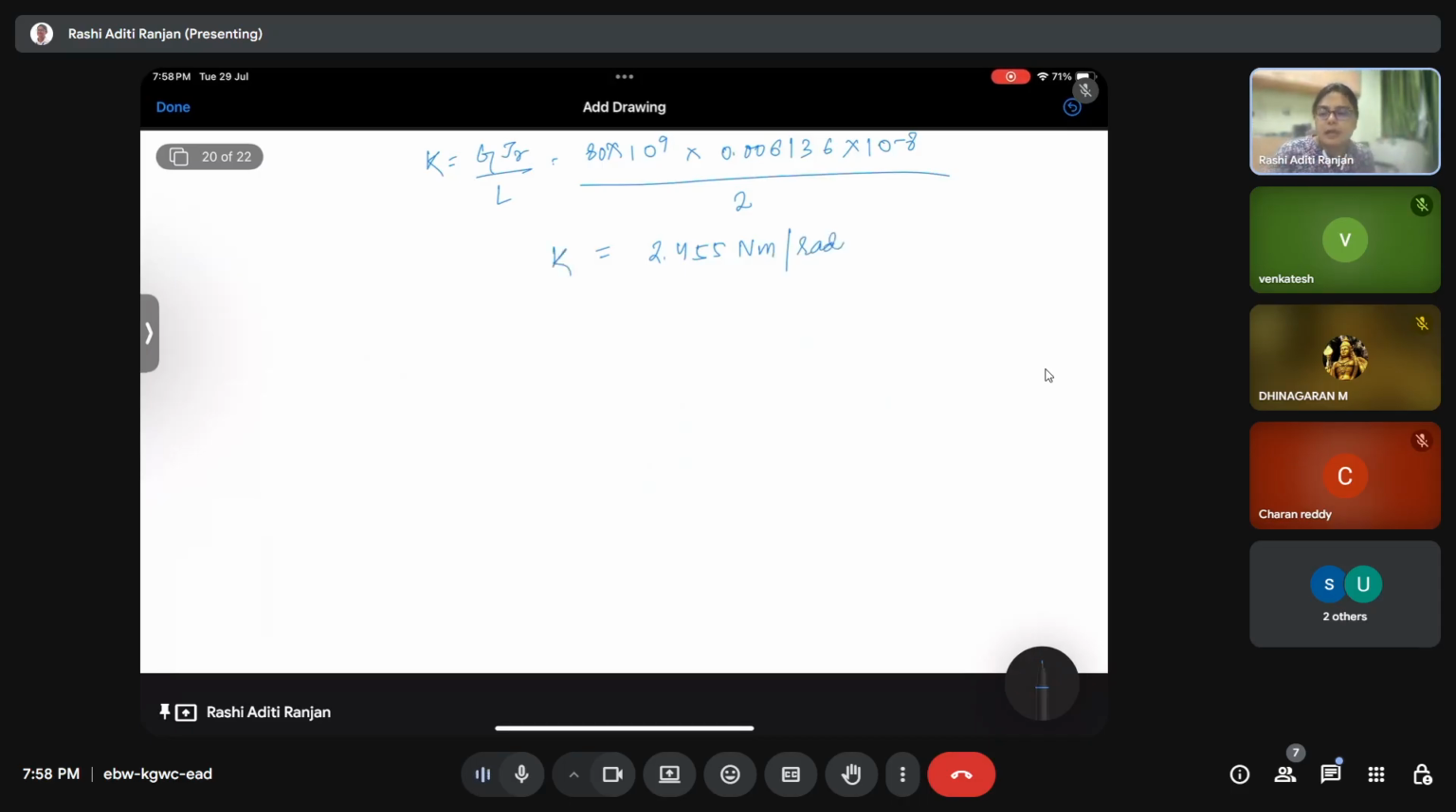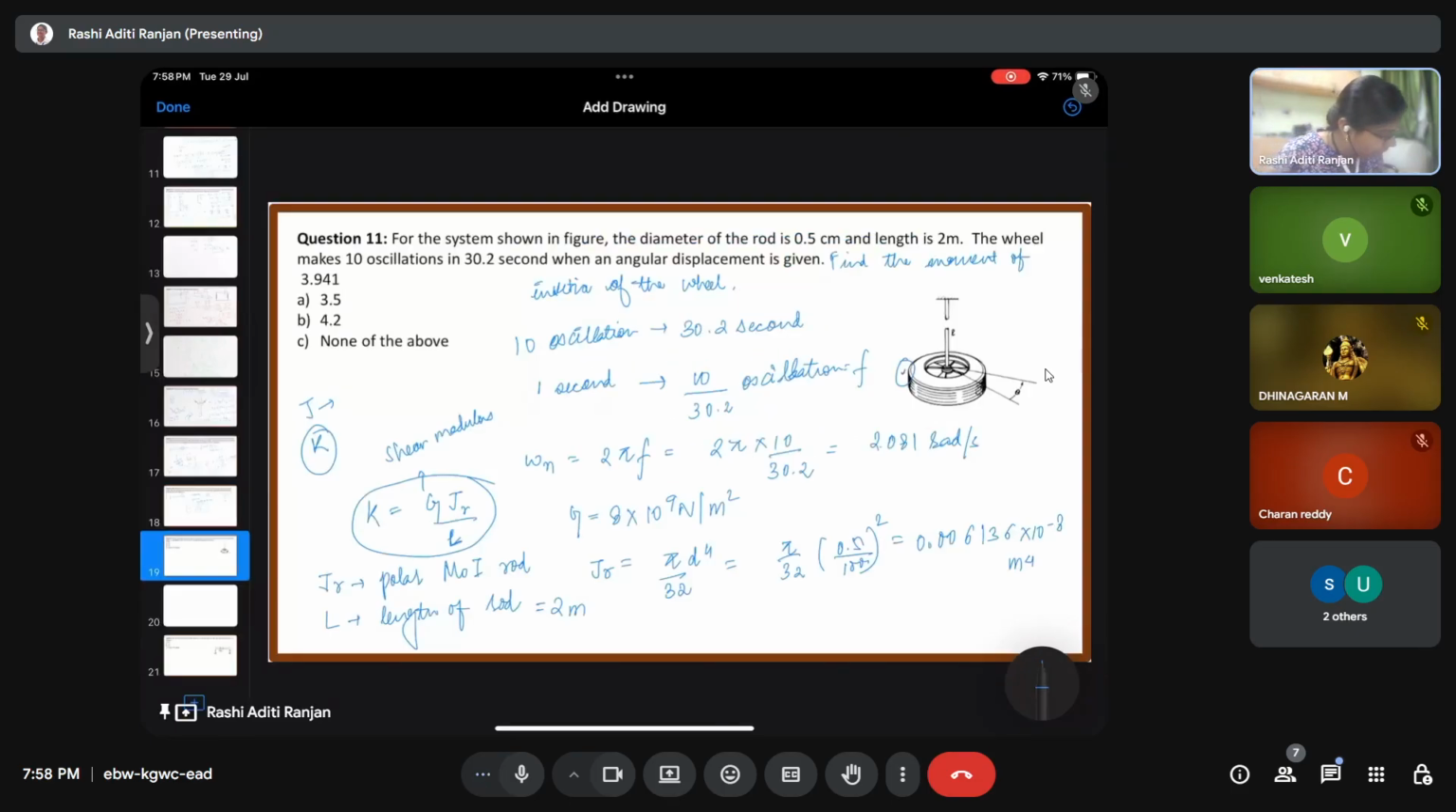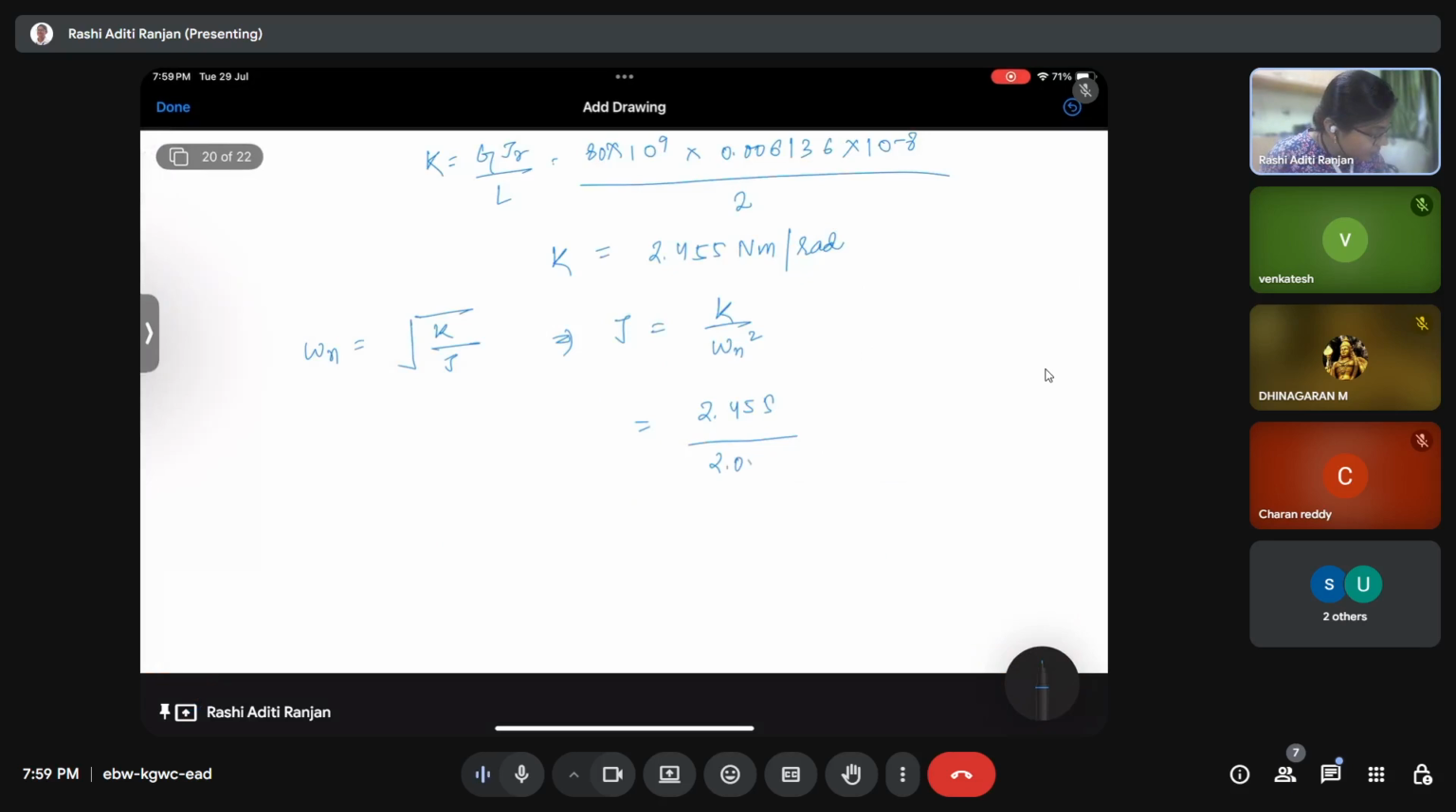Okay, so we have evaluated K, which we needed to find out. And we know that omega n is nothing but under root of K divided by J. Omega n we know from the question, K we have evaluated, we have to find out J, which is asked in the question. So J is equal to K by omega n square, which will be 2.455 divided by omega n, which was 2.081, 2.081 square, and this will give us J.